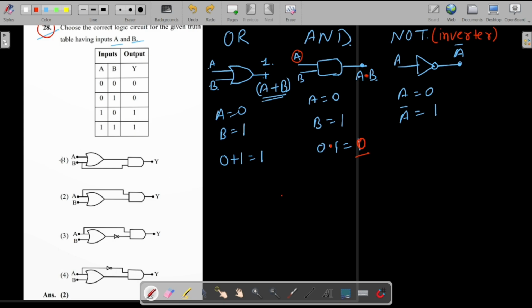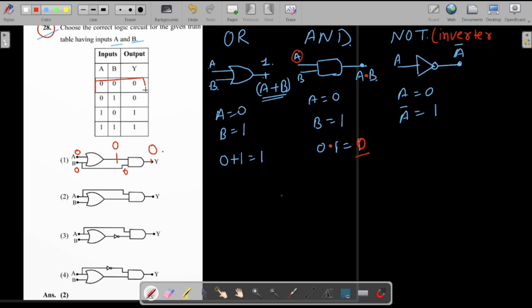Okay, let's solve this question. Let's see if option 1 is correct or not. In this table, A is 0 and B is 0. B is 0, and this line is connected with B, so this line is also at 0 potential. 0 means 0 potential, 1 means maximum potential. Here this is our OR gate, so 0 plus 0 gives 0. Now this is our AND gate, so we multiply these two inputs, 0 into 0, and the result will be 0. So yes, it is correct for this row; the circuit follows this value.